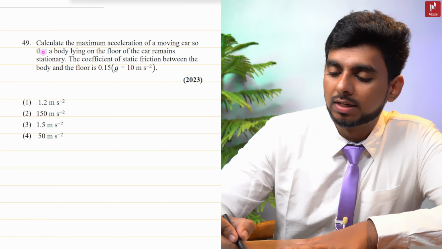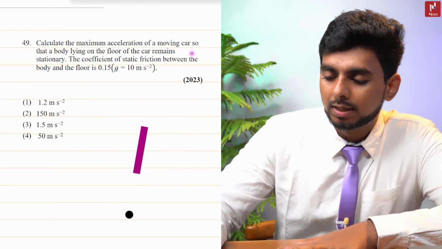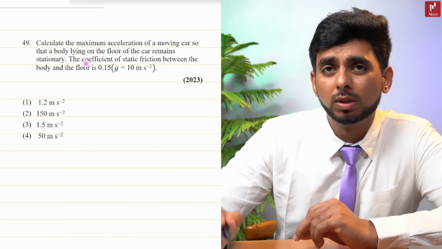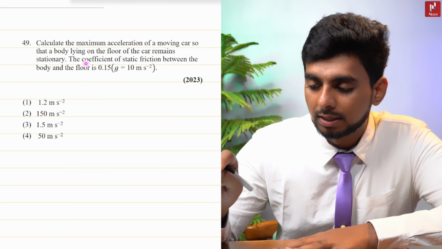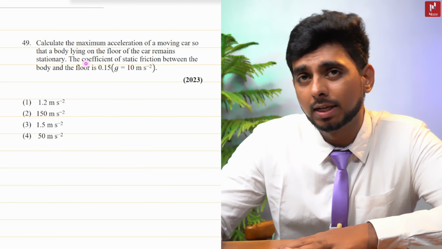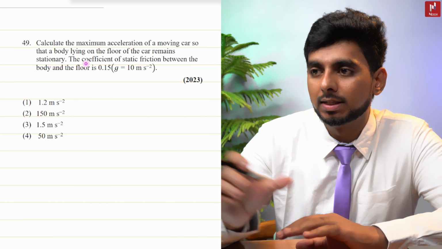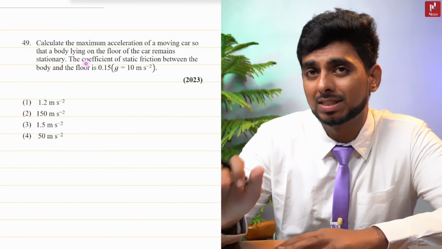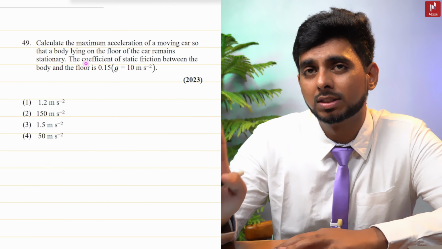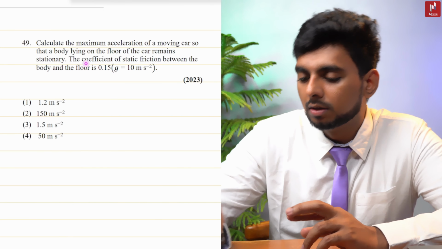In this question, they have given us: calculate the maximum acceleration of a moving car so that a body lying on the floor of the car remains stationary. Fine. So with what maximum acceleration could I move that car so that the body inside that car isn't going to move? Which means friction is good enough to balance that particular object to stay stationary inside that frame of reference. So this sum is the same as the first situation that we have seen with respect to the fictitious forces.